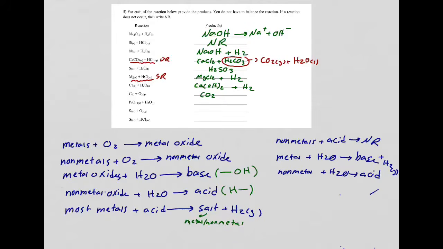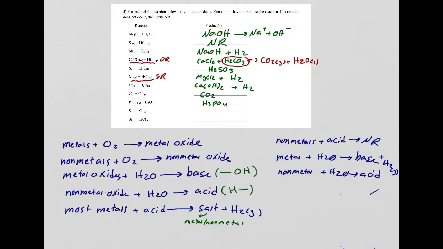Okay, next one is crazy. P2O10 plus water. What do I have? I have non-metal plus water. Non-metal plus water, I know I'm going to get an acid. What type of acid? What acid do you know that has phosphorus and oxygen? Is phosphoric acid, H3PO4. Like I said, some of these you kind of have to memorize.